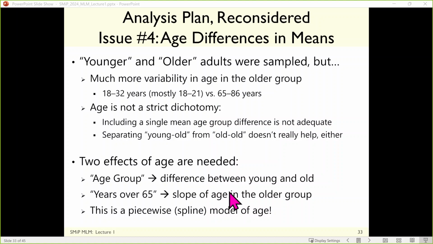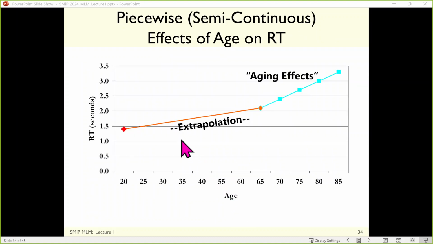What we can do, though, is fit what is known as a piecewise slopes or a spline model to be able to deal with this. If we have our 20-year-olds over here and we have our 65-year-olds over here, we have one mean difference that we can put in the model as to whether you're in the older group or the younger group. Within the older group specifically, if we put in a slope for how much older you are than 65, and we see that that slope has, say, a positive effect, I would call this an aging effect, because it's not just that you're in the older group, it's that you're older than the rest of the people in the older group and that matters.